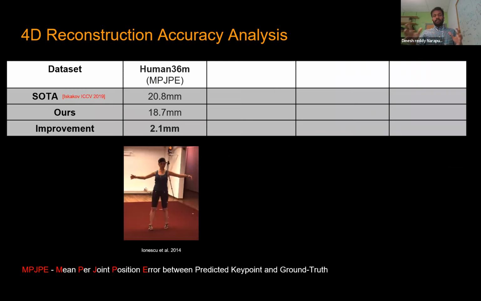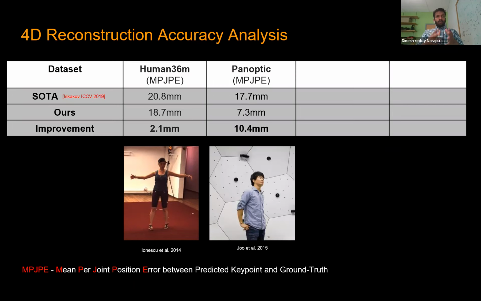The advantage of using this method is we are able to show large improvements on multiple data sets for the 3D pose estimation problem. On Human3.6M, we are able to do a 2.1 MPJPE improvement over the state of the art. Similarly, 10.4 mm on Panoptic. Actually, this is a large boost.